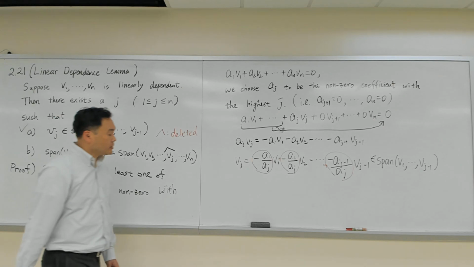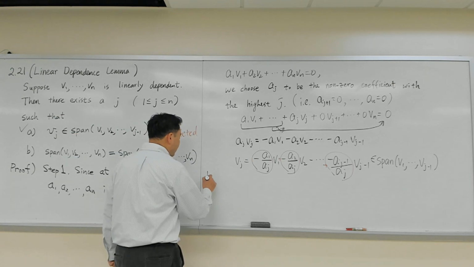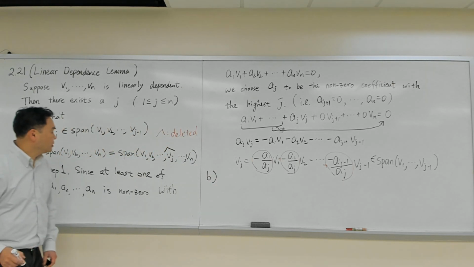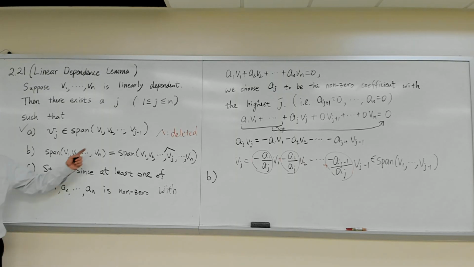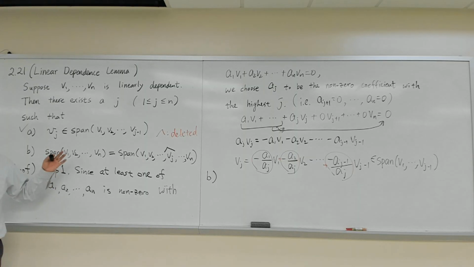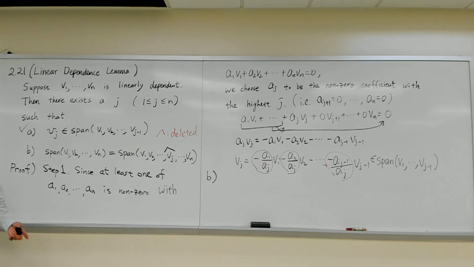And then to show part B, to show that two sets are equal, how do you show two sets are equal? They're subsets of each other. If A and B are sets, to show that A and B are equal, you say A is a subset of B, and B is also a subset of A. You show two-direction inclusion, that's how you do it.